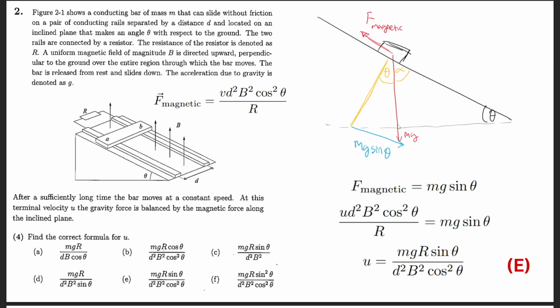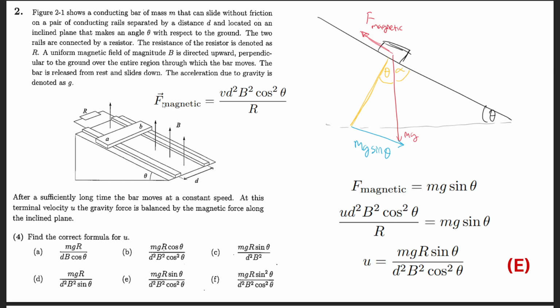So we have to know this vector. To find this vector, we know that this is alpha, and we know that this is 90 degrees, so alpha plus theta is 90 degrees. So this vector is the opposite of theta, so we know that this vector is mg sine theta. So we know that F magnetic is mg sine theta.